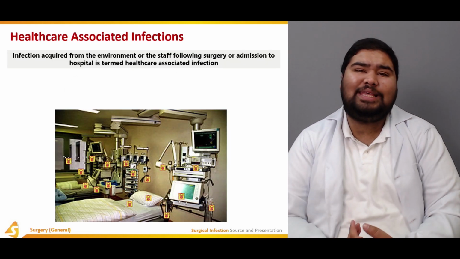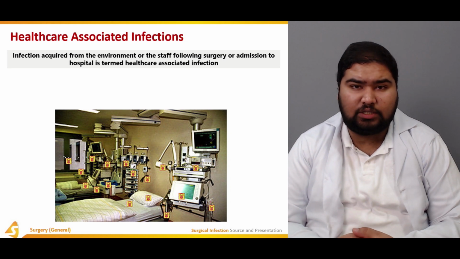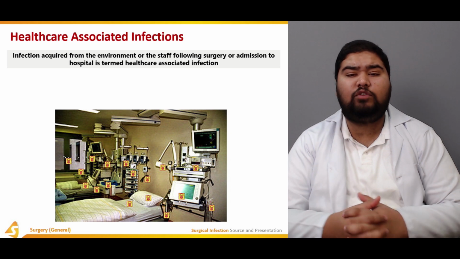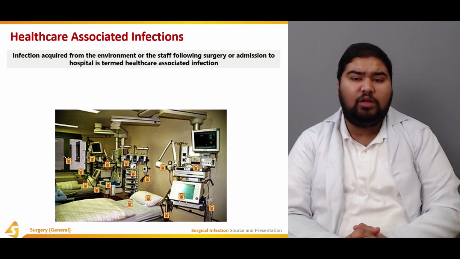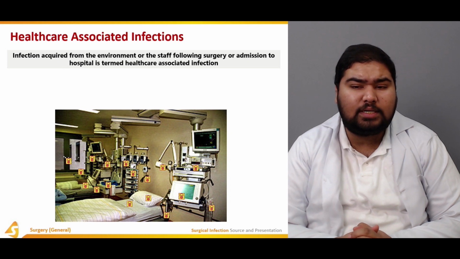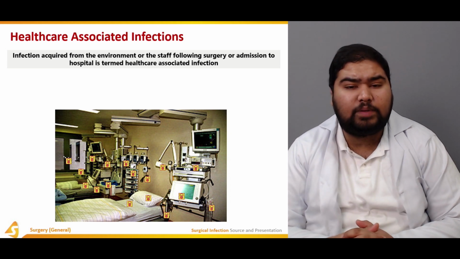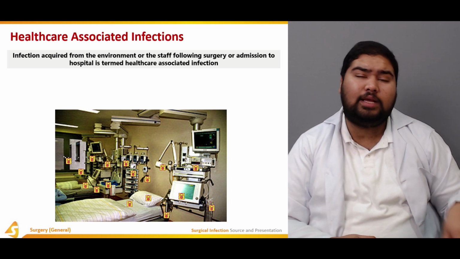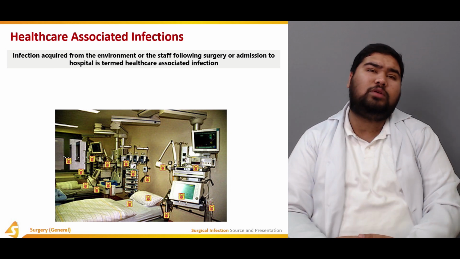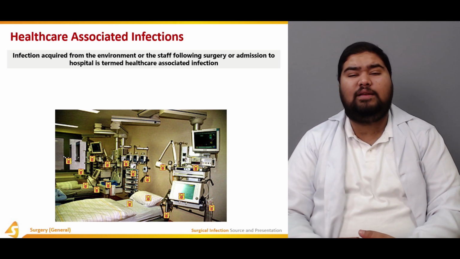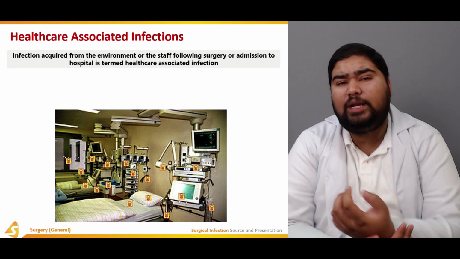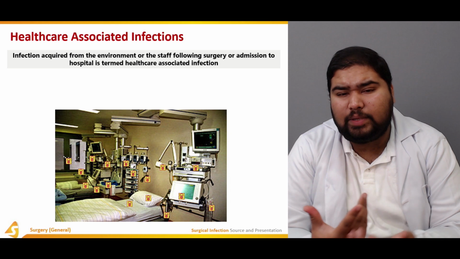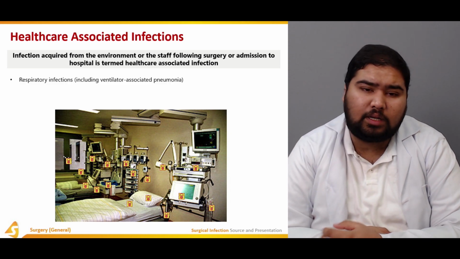Now, what are healthcare associated infections? Healthcare associated infections are infections acquired from the environment or the staff. This occurs following surgery or admission to the hospital. These are termed healthcare associated infections, also known as hospital acquired infections. So these are infections that are acquired in the hospital from the healthcare staff or the equipment of the hospital.